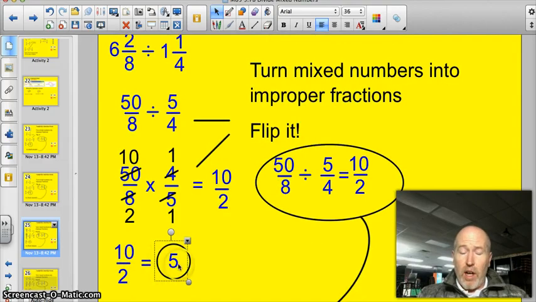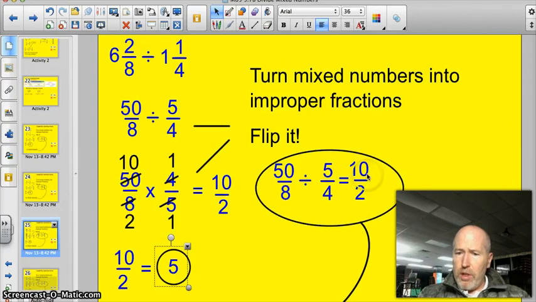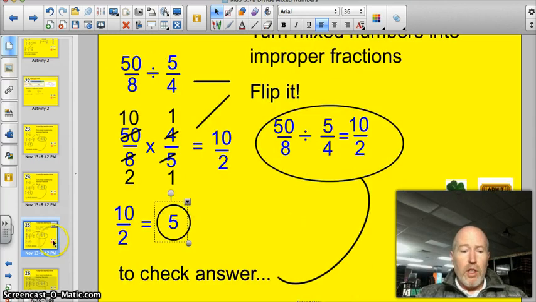10 divided by 2 is 5. Do you remember my other number? 50 times 4 was 200. 8 times 5 is 40. I had 200 divided by 40. The answer is still 5. It doesn't matter. So if you're not sure, again, when to reduce, just don't. Just simplify once you get your answer. Let's plug this in, make sure it makes sense. 10 over 2. 10 times 5 would be 50. 2 times 4 would be 8. I'm back to 50/8. So I'm good. It's all good. All right, time for you to try.